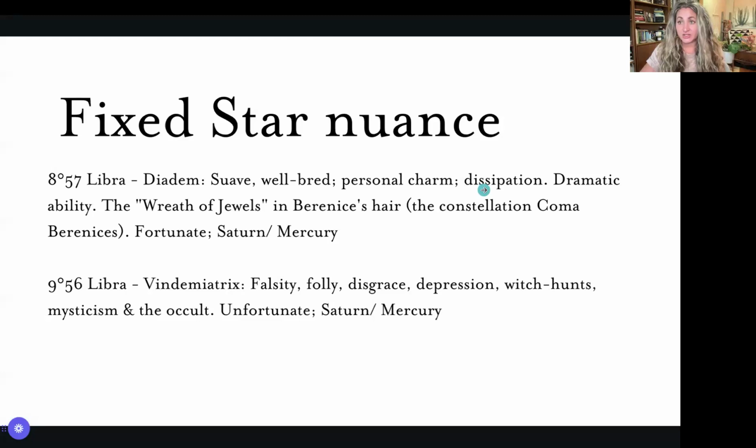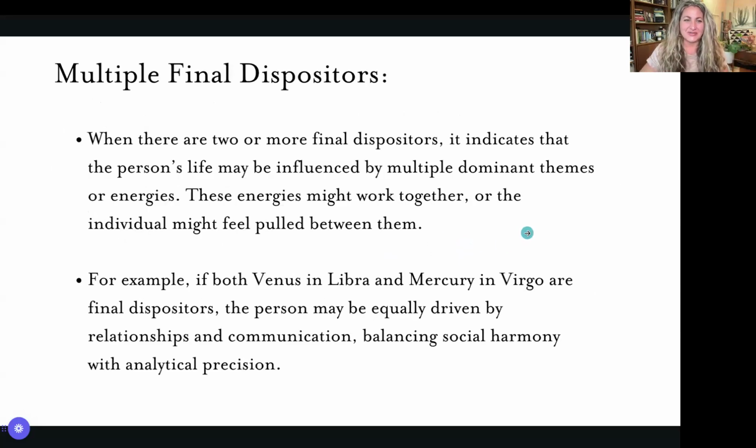So the fixed stars add nuance. You guys know that I create a digital astrology calendar, and in the 2025 model is the first time I started using fixed stars in the forecast. So the fixed star nuance is that Diadem is very close by, and Vindemiatrix is very close by, and so there can be some added nuance to my chart because my final dispositor is on top of two fixed stars. Kind of interesting. One fortunate, one unfortunate. Very Libra, right? Very balanced, very harmonious.